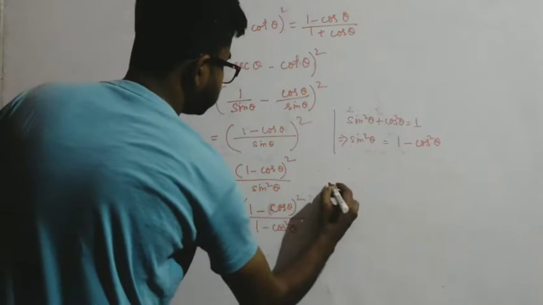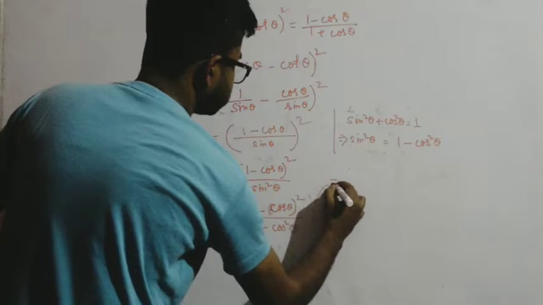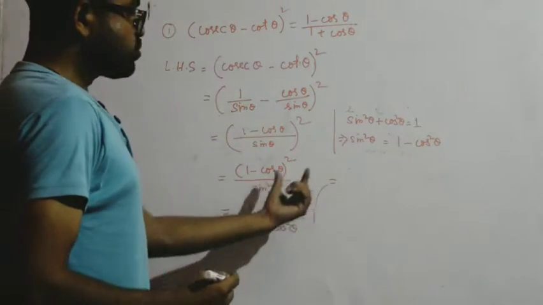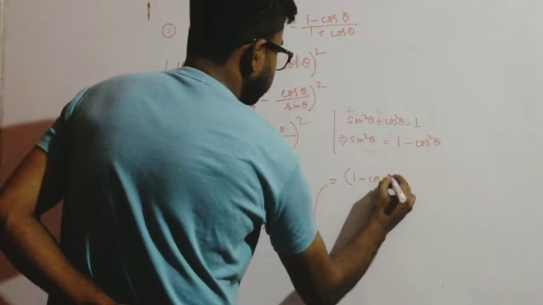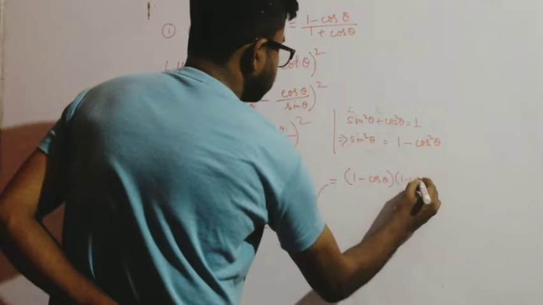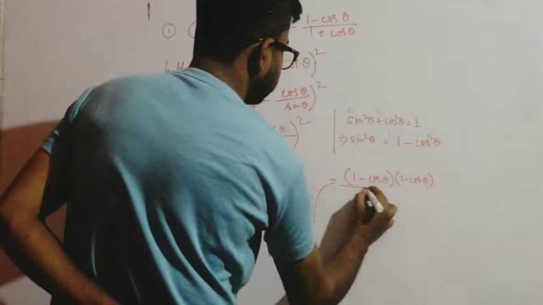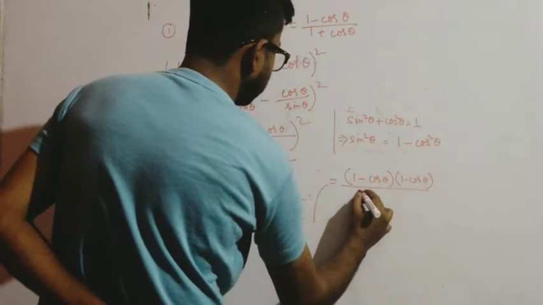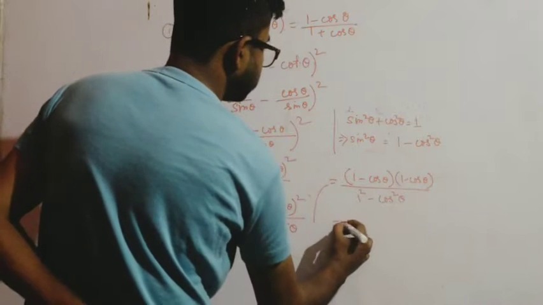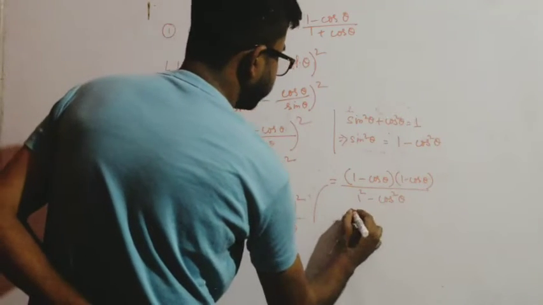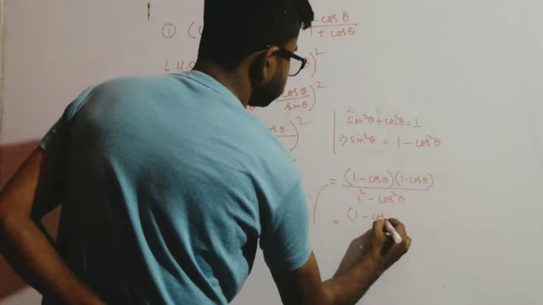Now, (1 minus cos theta) whole square can be written as (1 minus cos theta) into (1 minus cos theta), and your denominator will be 1 square minus cos square. So this is in the form a square minus b square.